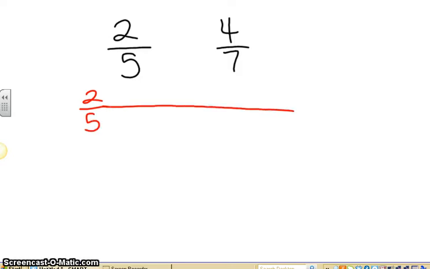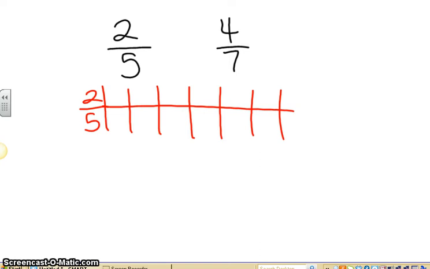Let's do 2/5 and 4/7. Let's compare those two. So do they have the same denominator? No, they do not have the same denominator. So what do I have to do? I have to make my sideways t-chart. So I'm going to start with 2/5 and make my sideways t-chart.